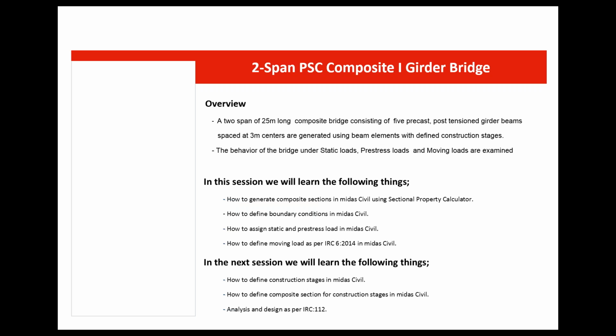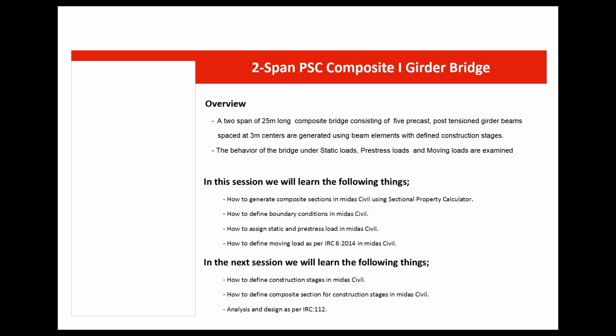So the overview of the bridge that we'll be looking at today: it's a two-span continuous bridge. Each span is 25 meters and it consists of 5 precast post-tension girders which are spaced at 3 meters center to center, and we'll be seeing the behavior of the bridge under the application of static, pre-stress and moving loads. So this webinar will be covered in two sessions.